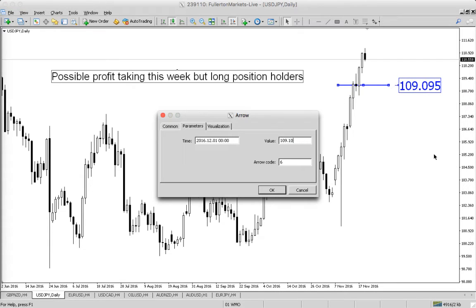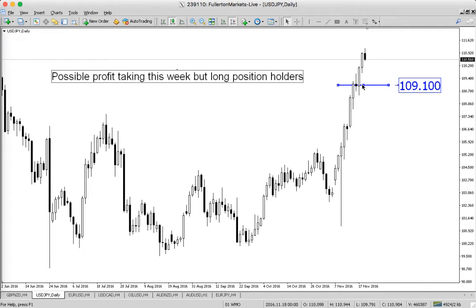So the price is around 109.10, a round number. That will be the first region. I would say the profit taking, if it happens, may push the price down to 109, which is about 100 over pips away. Whether it will really push to that region, I'm not too sure, but definitely if there is profit taking, you will head in that direction.